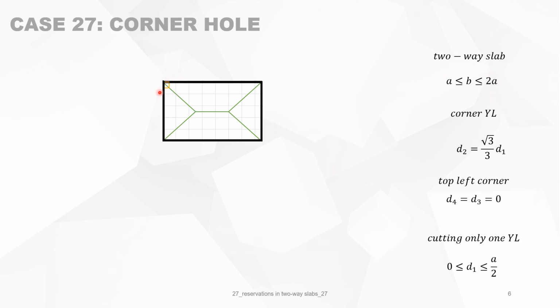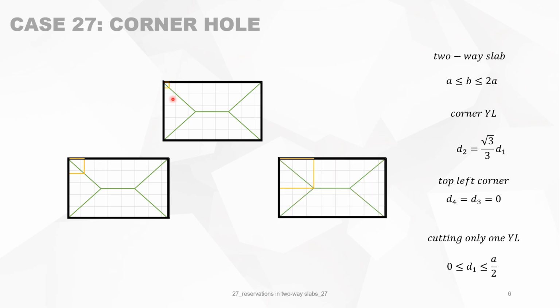Visualizing it can be shown. You will see it as follows. It's just a square, or it's not square, but a reservation following the yield line at an angle of 60 degrees.